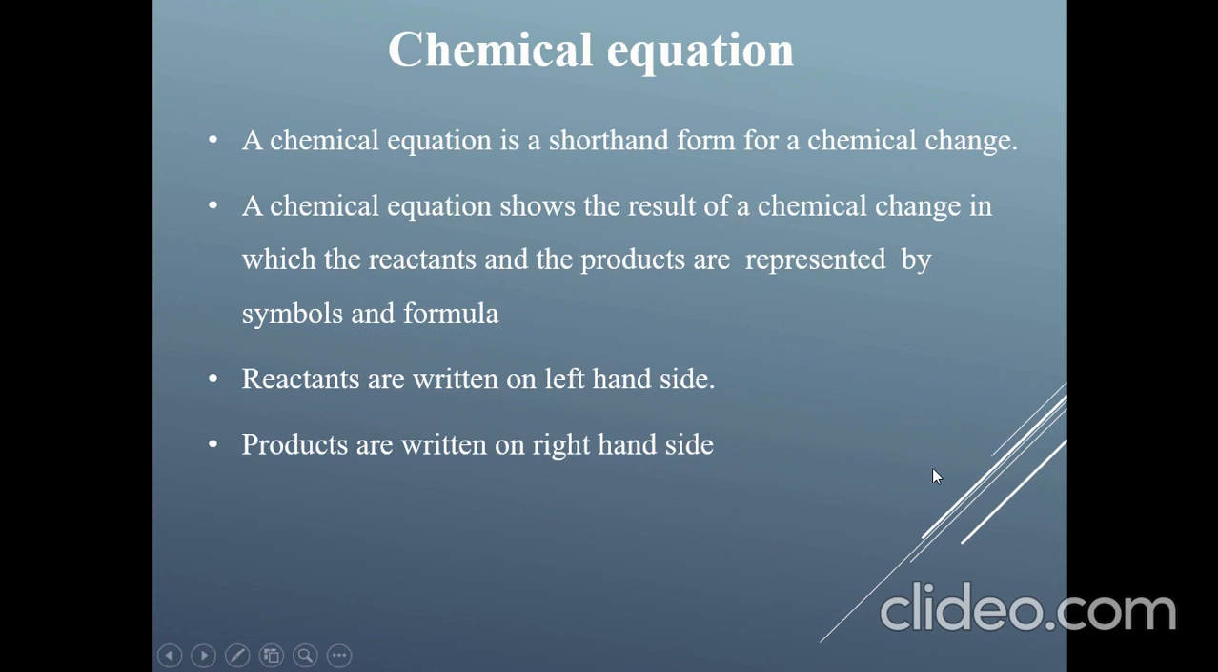Now there are two types of reaction. One is reversible and one is irreversible. So if it is a straight line with an arrow, it is irreversible, and if the arrow is two-headed, it is reversible. Then it tells us about the state of matter in which the substance is present. If it is solid, it is written as S. If it is liquid, it is written as L, and if it is gas, it is written as G.